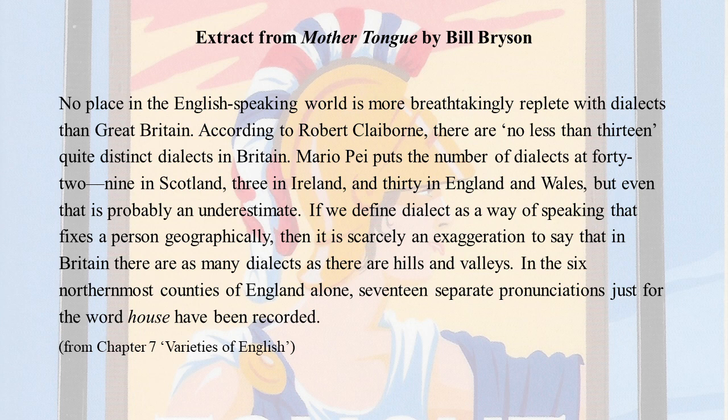No place in the English-speaking world is more breathtakingly replete with dialects than Great Britain. According to Robert Claiborne, there are no less than 13 quite distinct dialects in Britain. Mario Pei puts the number of dialects at 42, 9 in Scotland, 3 in Ireland, and 30 in England and Wales, but even that is probably an underestimate. If we define dialect as a way of speaking that fixes a person geographically, then it is scarcely an exaggeration to say that in Britain there are as many dialects as there are hills and valleys. In the 6 northernmost counties of England alone, 17 separate pronunciations just for the word house have been recorded.